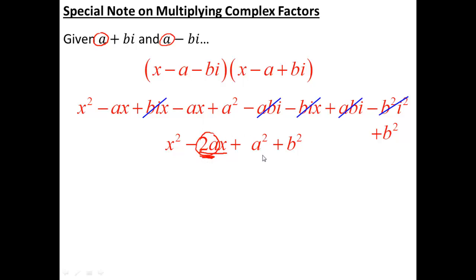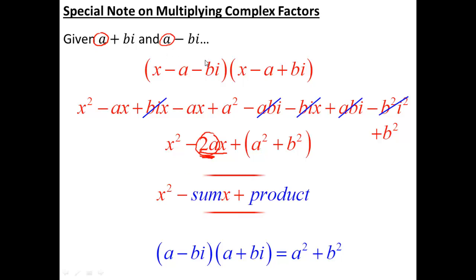And for that matter, a squared plus b squared, don't you remember that a squared plus b squared is the product of those two complex numbers? A squared plus b squared is really just taking these two complex numbers and multiplying them together. So we have ourselves a handy-dandy little formula.